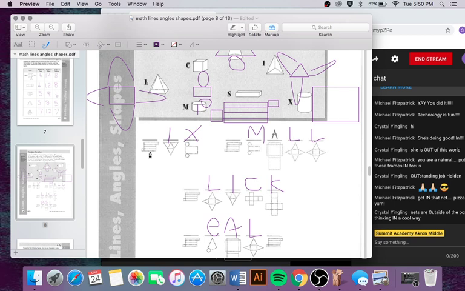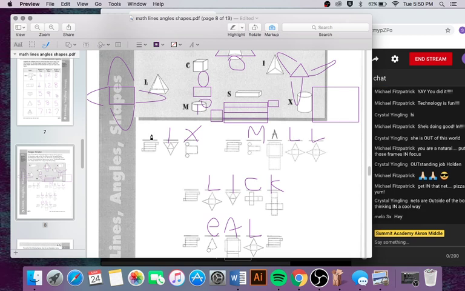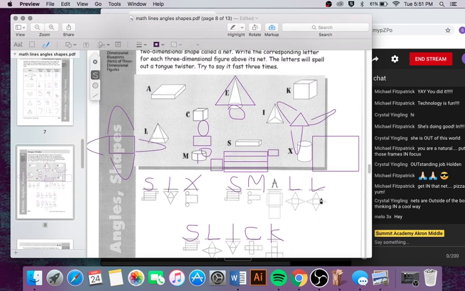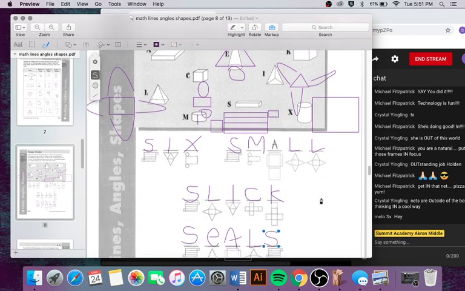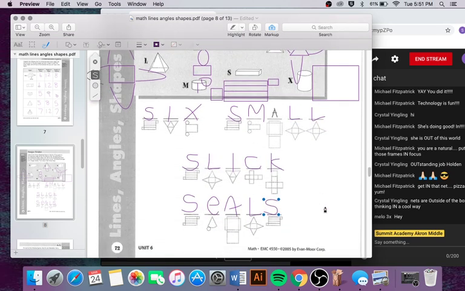So down here we see where all the sides are hooked together. So that would make this an S, this an S. That is not an S. So the answer to our riddle, our tongue twister, I'm sorry, it's a tongue twister, is 6 small slick seals.